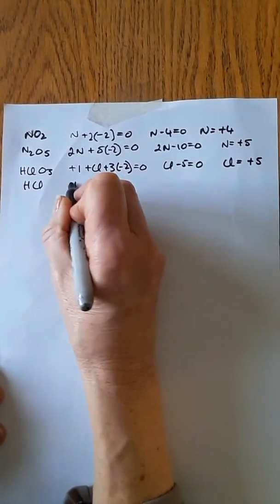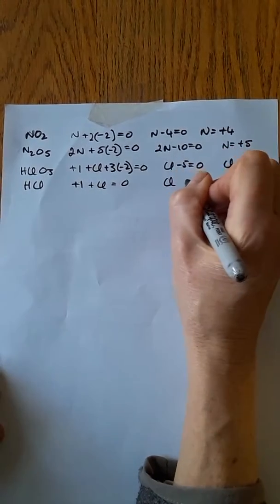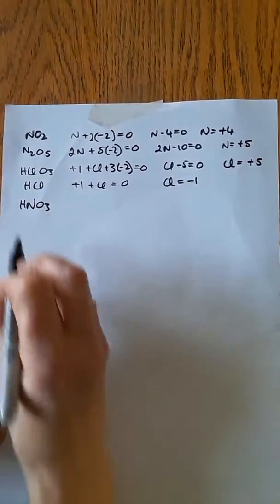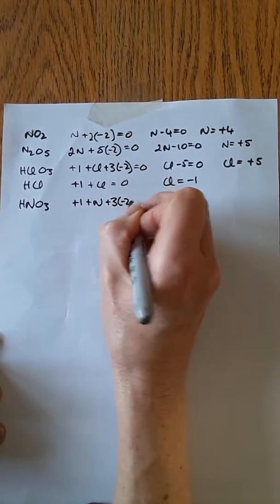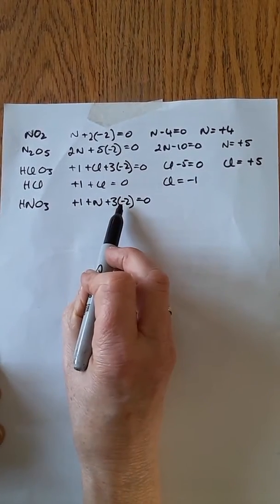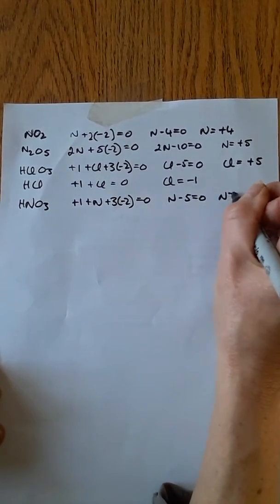Let's look at HCl on its own. Hydrogen is always +1. In this particular case, chlorine, in order to give an overall charge of 0, will have to be -1. Let's have a look at nitric acid, HNO3. Again, hydrogen is +1. Nitrogen I'm not too sure of, but I've got 3 oxygens which are -2. Overall charge of 0. So this will give me +1 minus 6 is -5. So nitrogen - 5 is equal to 0. So in this particular case, nitrogen is +5.